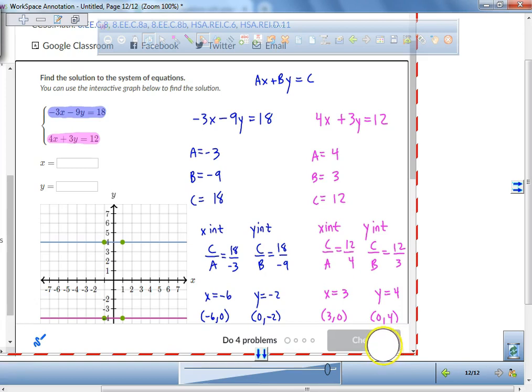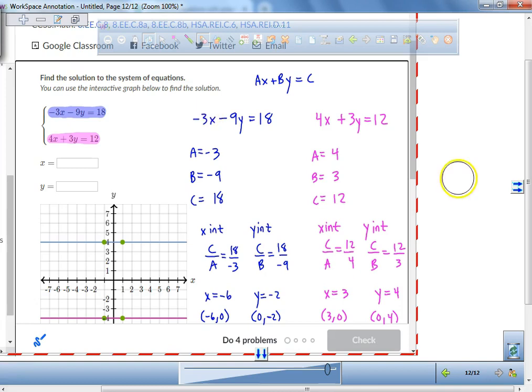So I call that the cover-up method. I can show it to you, but it's kind of hard for me to write notes. So what do I do, guys? I cover up one and I solve for the other. If I cover this up, I'm solving for x. If I cover this up, I'm solving for y, like the x-intercept and the y-intercept.